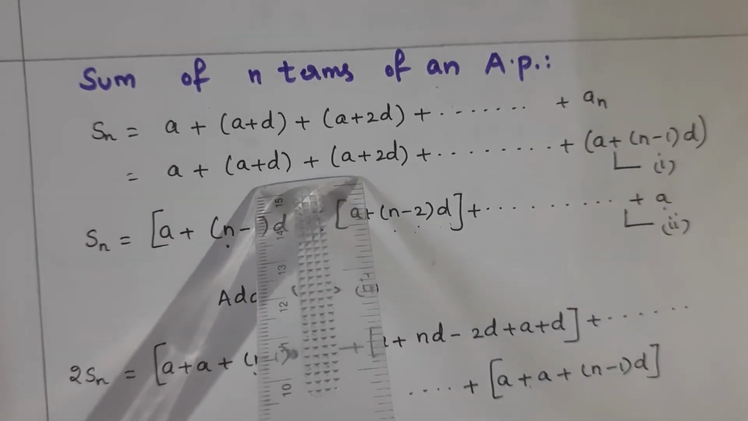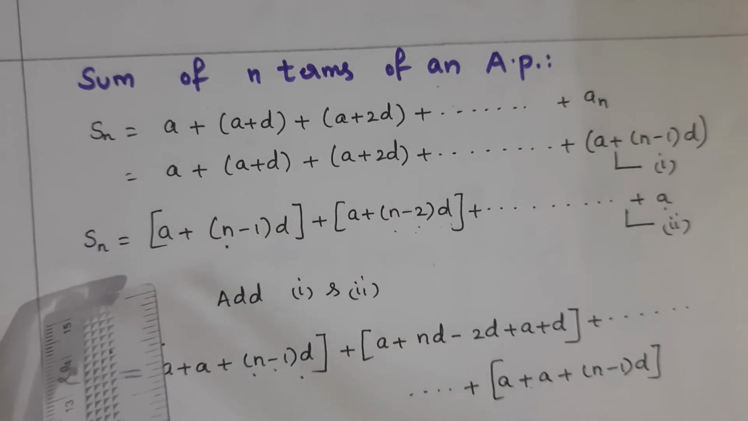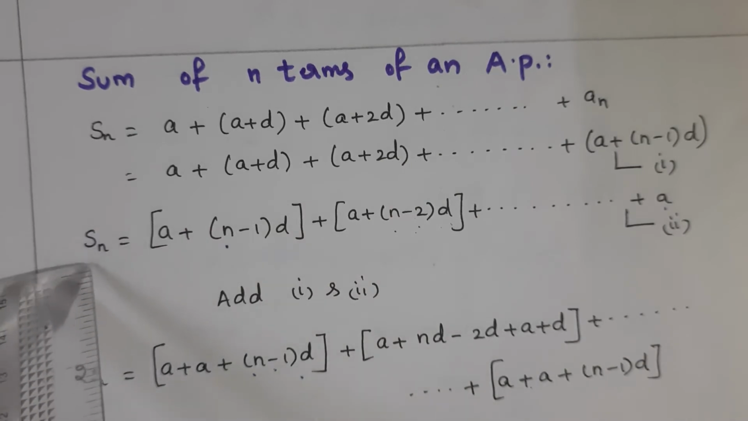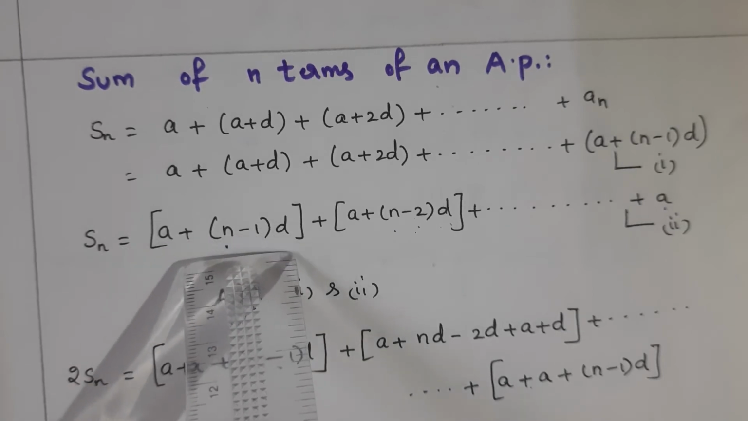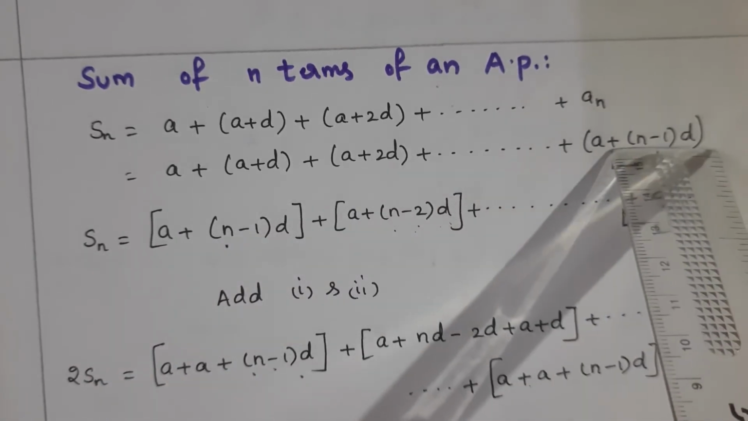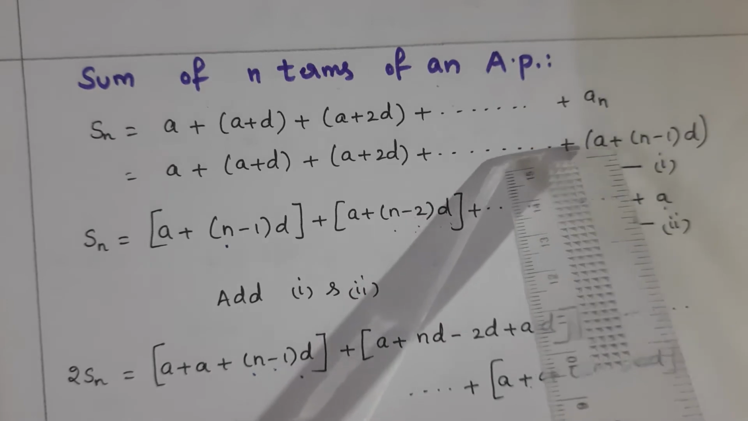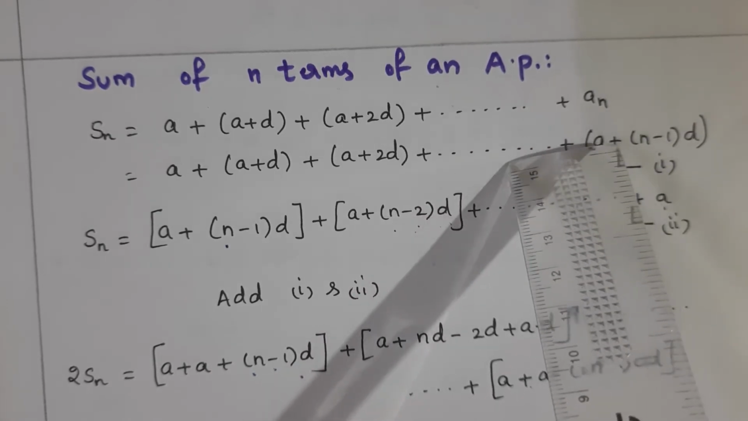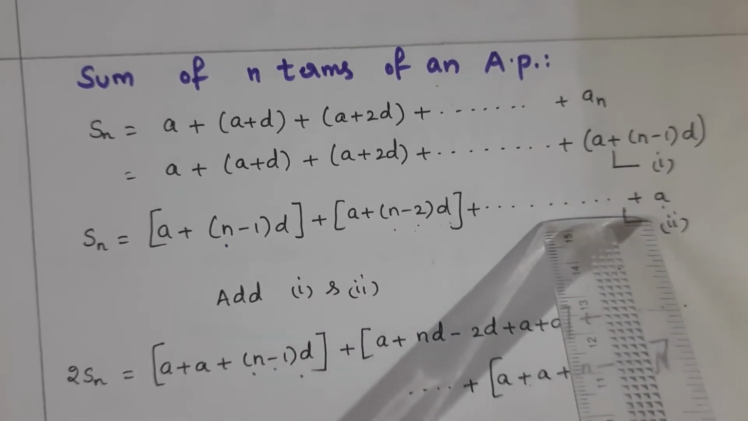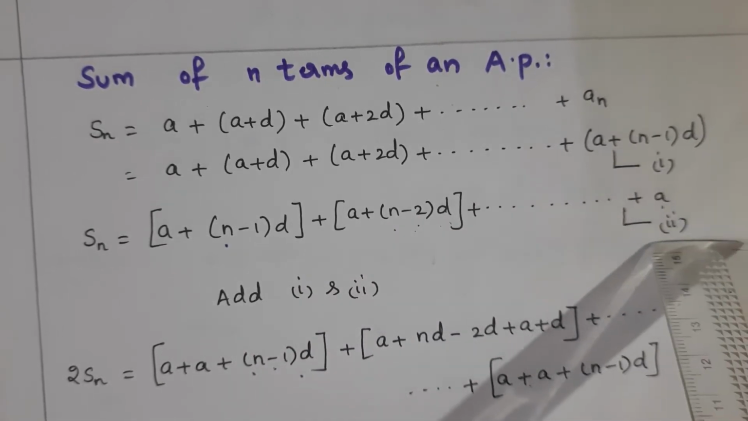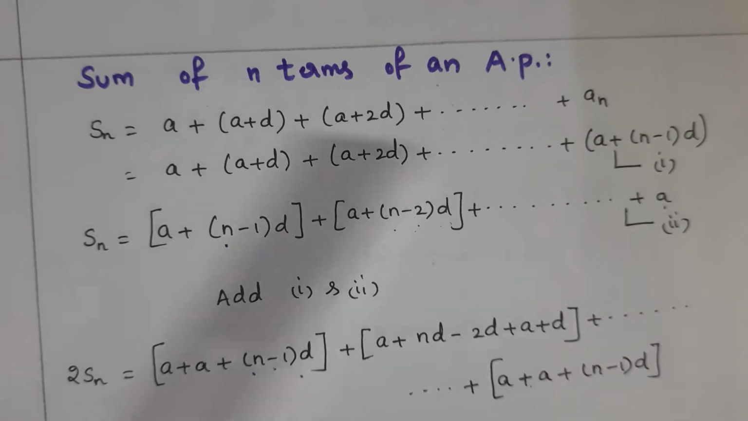Next, the same equation we are going to reverse and write the terms. Then Sn is equal to a plus n minus 1 into d plus, so before the nth term it is a plus n minus 2 d, and so on to plus a. This is equation number 2.